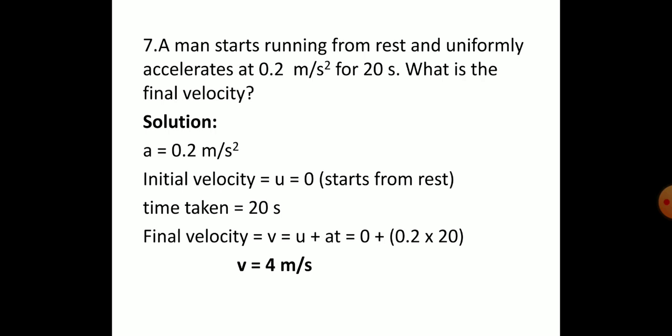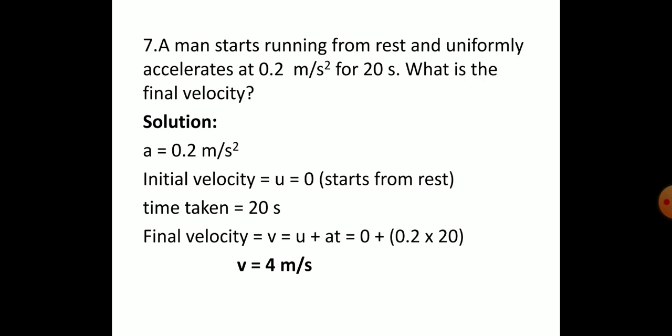Now moving to the seventh question. A man starts running from rest and uniformly accelerates at 0.2 meter per second squared for 20 seconds. What is the final velocity? Acceleration is equal to 0.2 meter per second squared. Initial velocity is equal to 0. Why? Because he starts from rest. The time taken is equal to 20 seconds.